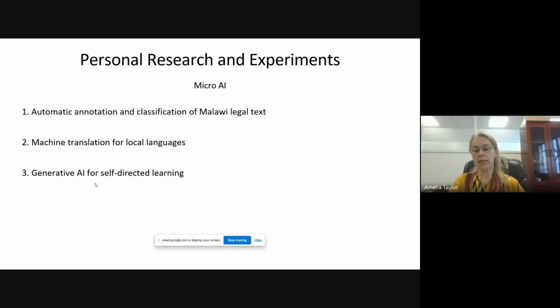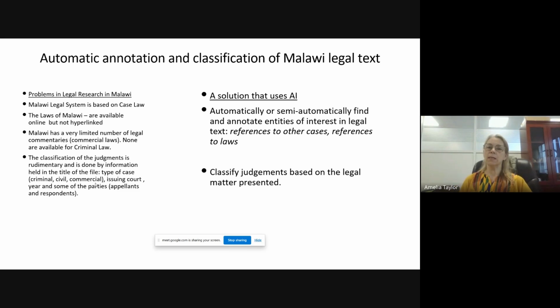So the 3 examples that I chose for you today are, number 1, an automatic annotation and classification of Malawi legal text. Number 2 is machine translation for local languages. And then the third is applications of generative AI for self-directed learning. So let me start with the first one, just telling you about the problem that I was trying to solve.